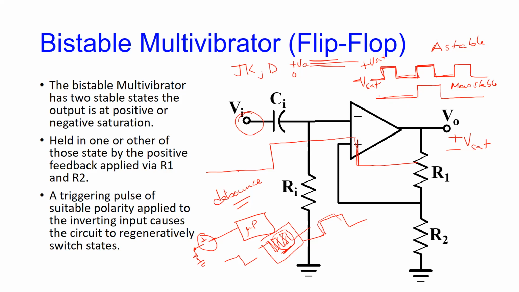The monostable will sit forever in minus VSAT until you give it an input. When you give it the input, which is a negative-going trigger pulse, it will go to positive VSAT and stay there for a particular time, then come back down again and settle in minus VSAT and stay there, right? The flip-flop will stay at whatever it is. So if it's in minus VSAT, it will stay there until you trigger it. Then it will go to positive VSAT and stay there until you trigger it again.